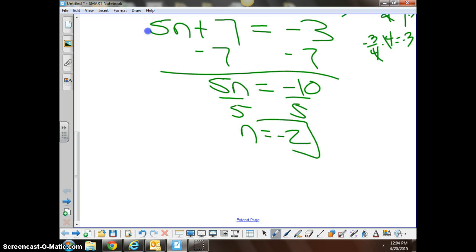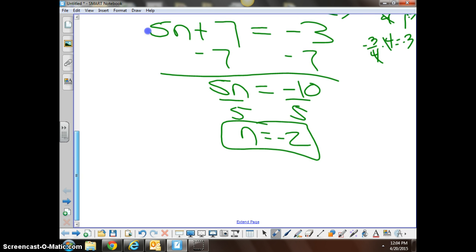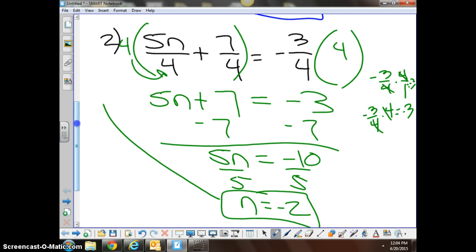Check their work. So if we take the negative 2, should we plug it into our original problem? Yes. So if you plug negative 2 into the original problem, what is 5 times negative 2 divided by 4? We have negative 10/4, right? Negative 2.5. Plus 7/4, right? Is negative 10/4 plus 7/4 negative 3/4? Yeah. We checked our work, it works, right?